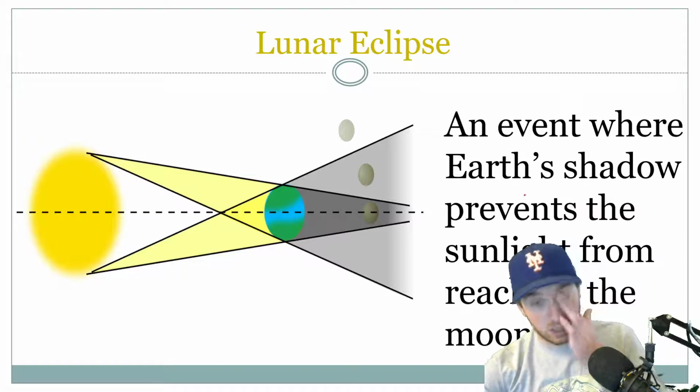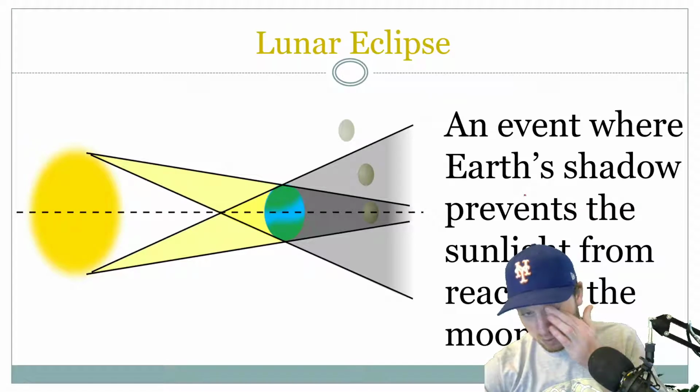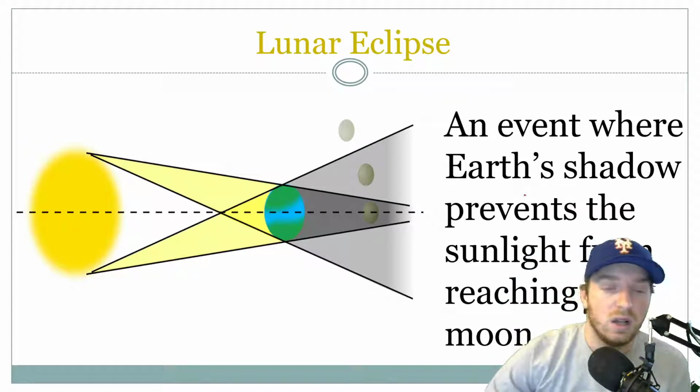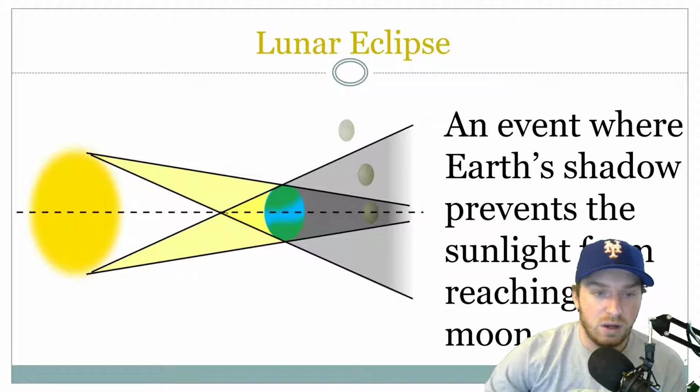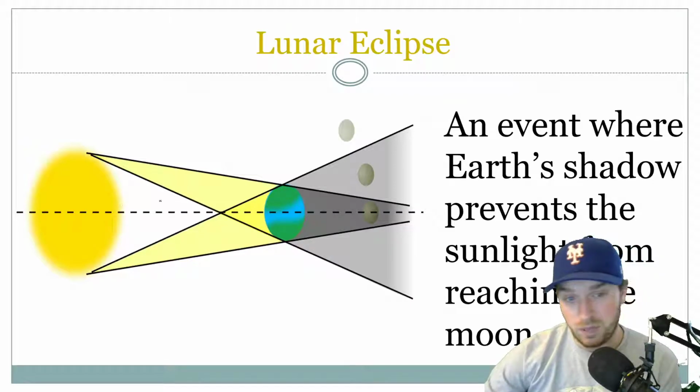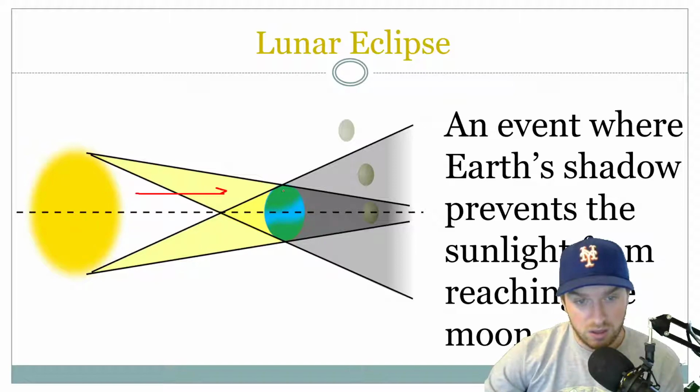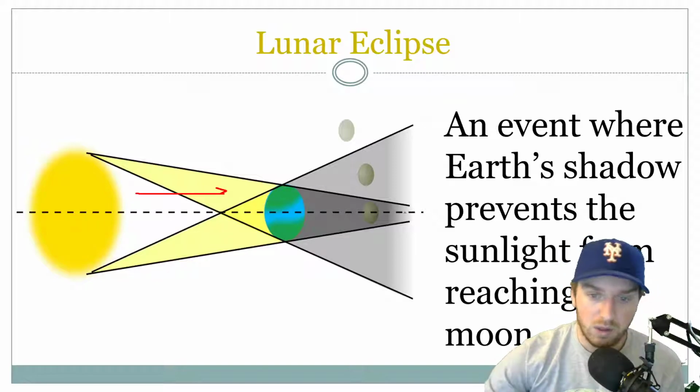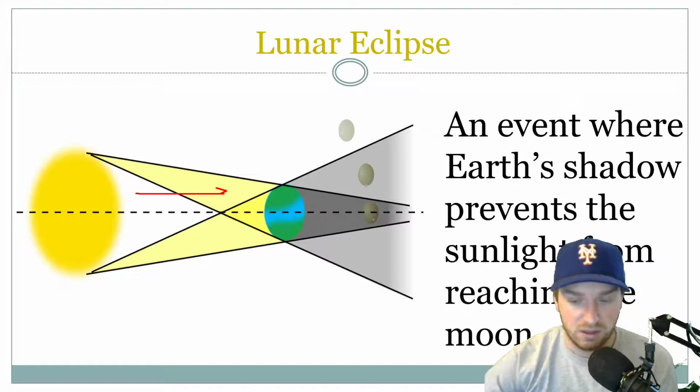So the first eclipse we're going to talk about is a lunar eclipse. This is when the Earth, moon, and sun are in a line with each other, but the Earth is in between the sun and the moon. And so this is where you can't see the moon because the Earth's shadow is blocking it. The sun's light comes in, but the Earth blocks the sunlight, and the moon sits in the Earth's shadow.